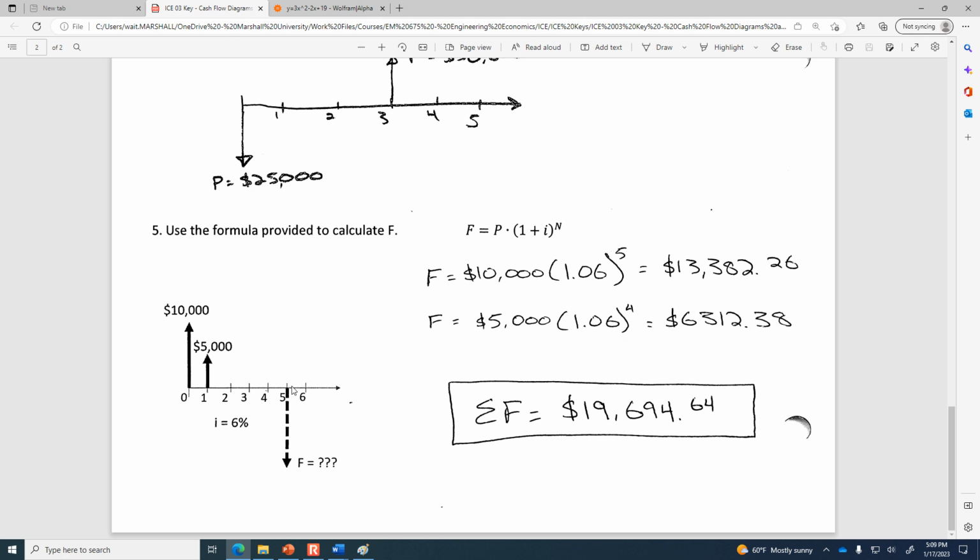So we're going to use that trick a lot, where this $5,000 is not actually at the present, but we could still use this formula by pretending it's at the present.